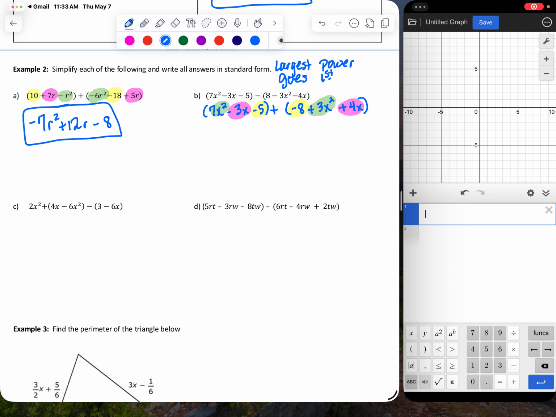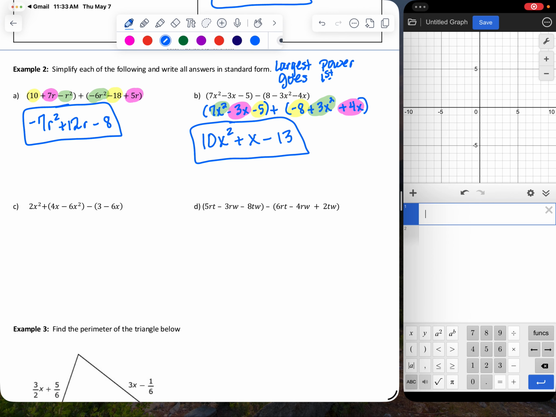All right, so I'm going to take 7x squared plus 3x squared. Well, that gives me 10x squared. Then I'm going to take negative 3x plus 4x. That gives me positive 1x, so just plus x. And then negative 5 plus negative 8 gives me negative 13.